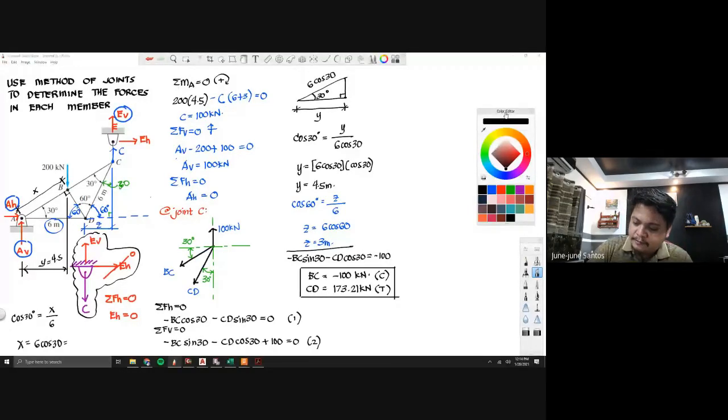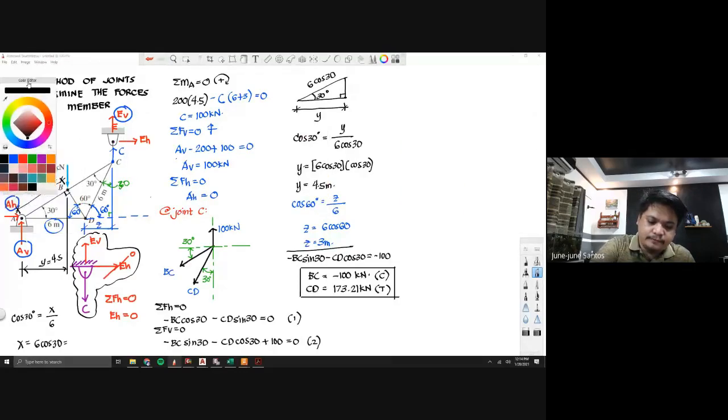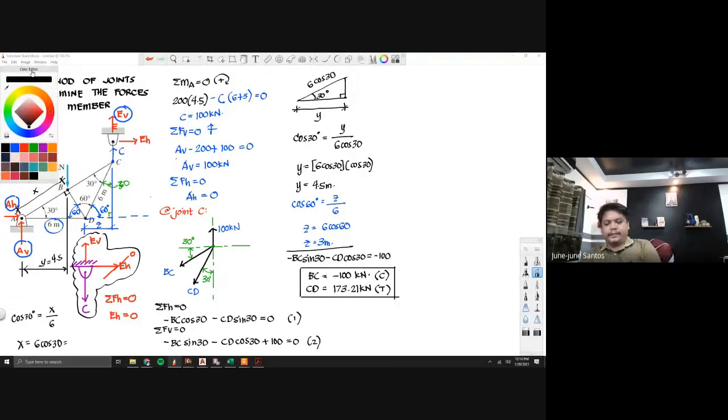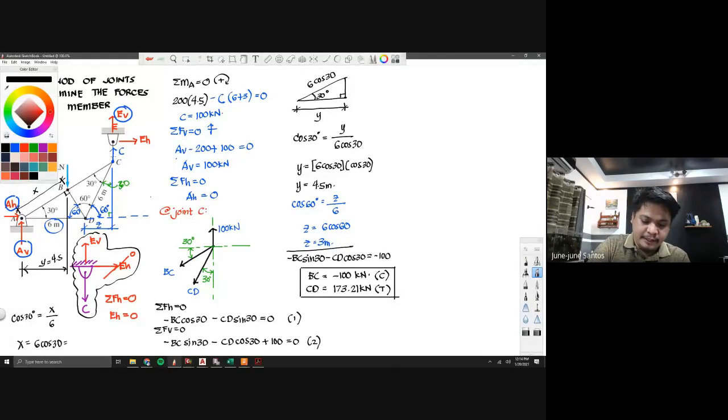Any more questions? Okay. Sige, let's proceed. We now know member CD and member BC. I can now go to joint B. Okay? Joint B. So at joint B, let me first make a Cartesian plane again.